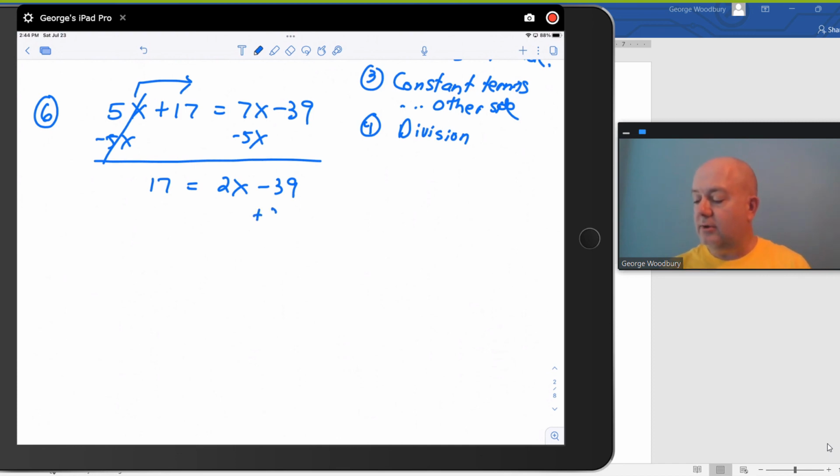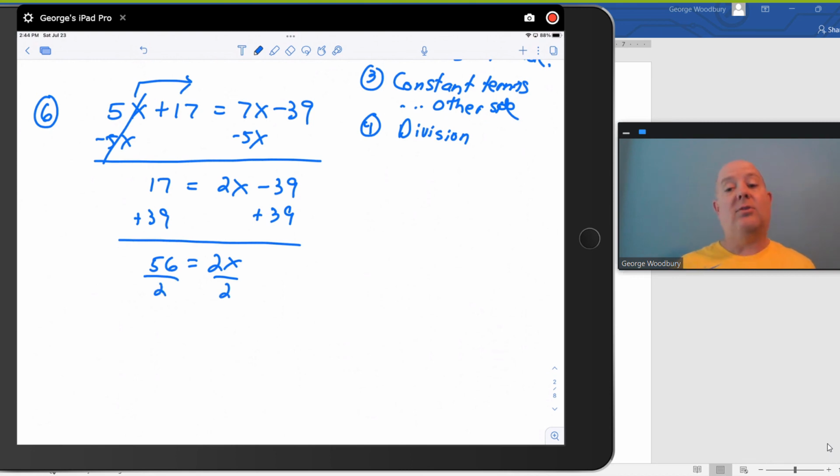This is basically like the last one. I need to get rid of the constant term from the right-hand side, so I'm going to add 39 to both sides, and that gets me to 56 equals 2x, which I can then solve by dividing both sides by 2. On your calculator, 56 divided by 2 is 28. So I have 28 equals x. That's the same as x equals 28. So if you're uncomfortable about having the variable on the right-hand side, you can now rewrite it so it's on the left-hand side, and our solution set contains the number 28.